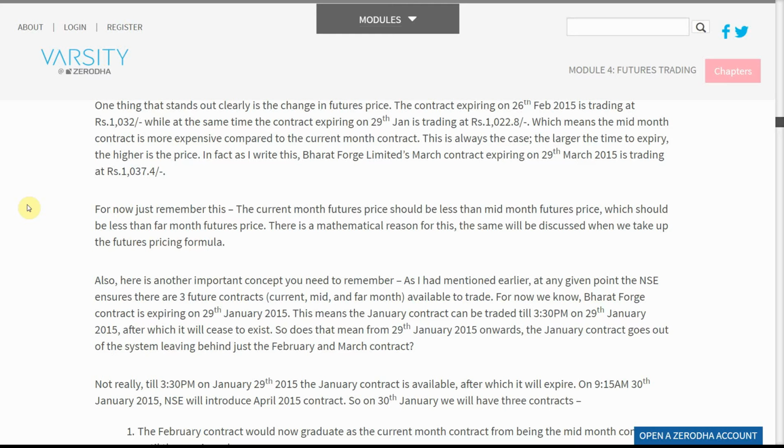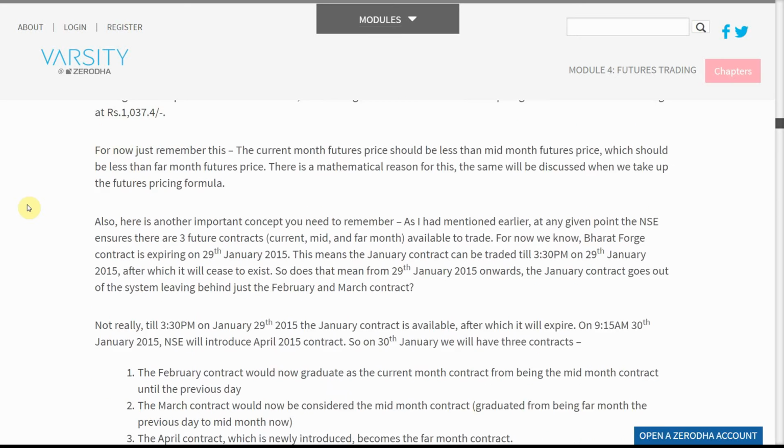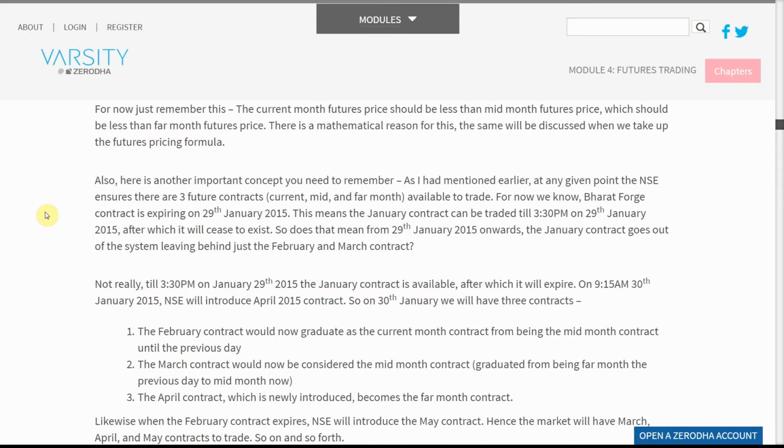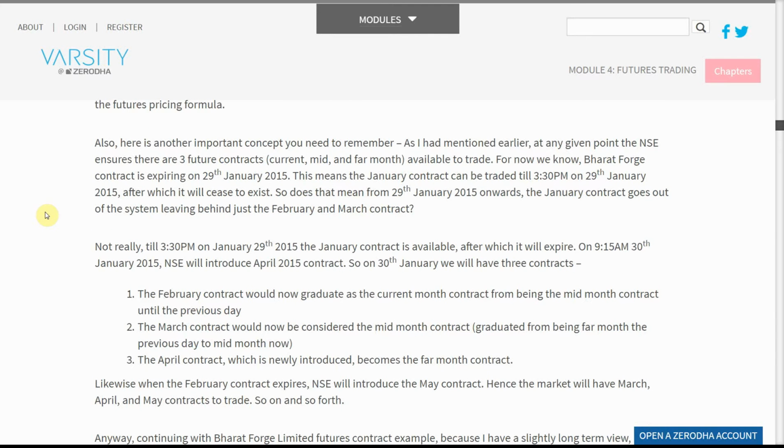Also, here is another important concept you need to remember, as I had mentioned earlier. At any given point, the NSE ensures there are 3 future contracts, current, mid, and far month, available to trade. For now, we know Bharat Forge contract is expiring on the 29th of January 2015. This means the January contract can be traded till 3:30 p.m. on the 29th of January 2015. After which it will cease to exist.